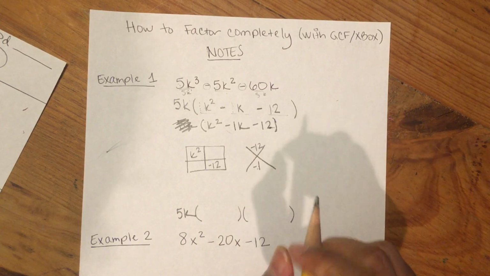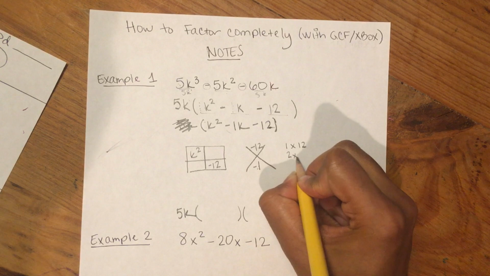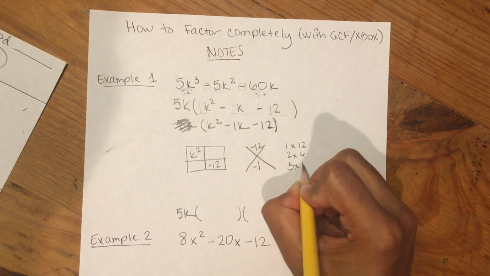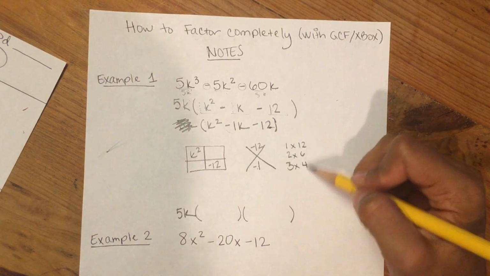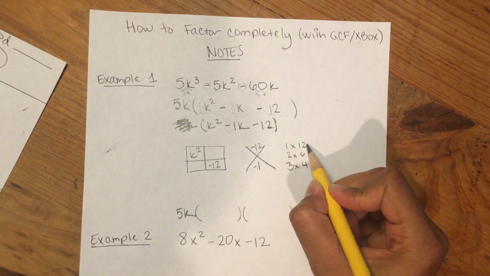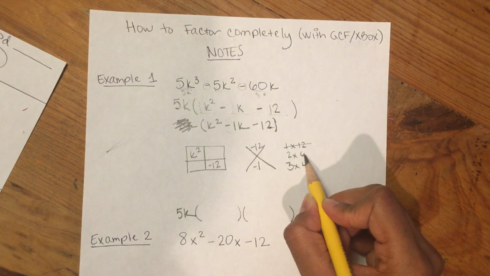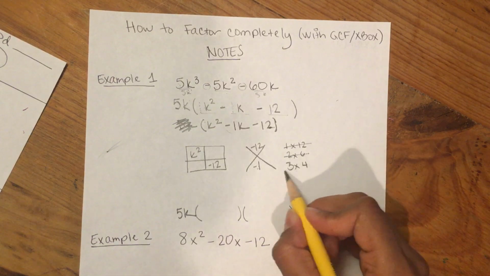Okay, so think of all the ways to make 12 by multiplication. I got 1 times 12, 2 times 6, and 3 times 4. Which of these has a sum or difference of 1? If I add these, if I take them away, am I close to 1? No. Add these, take them away, close to 1? No. Add or take away close to 1?